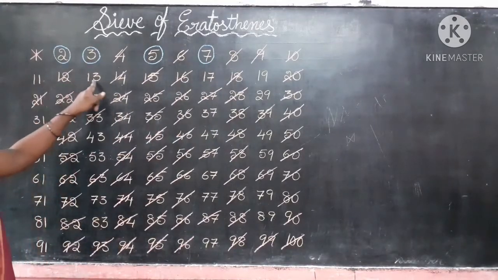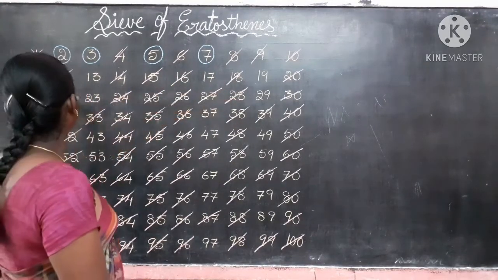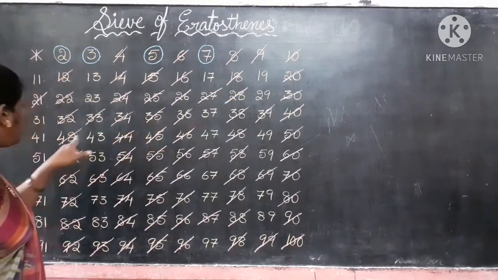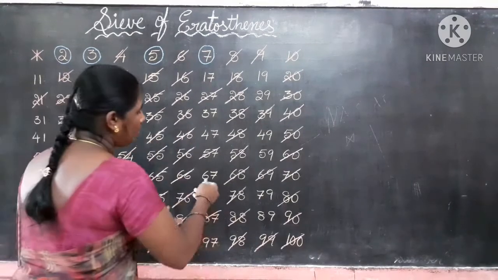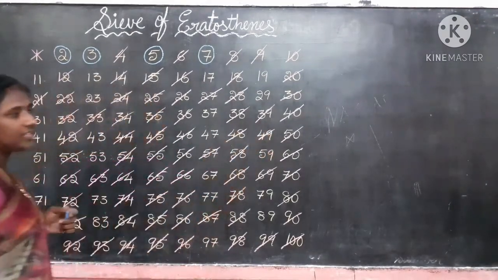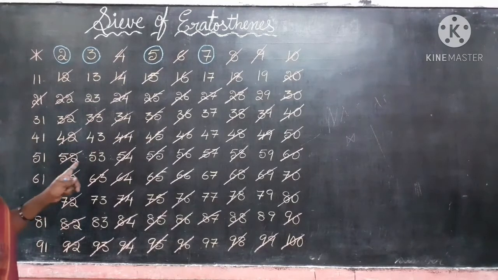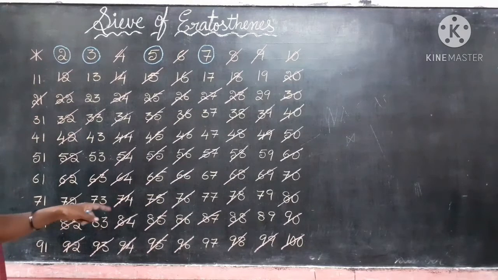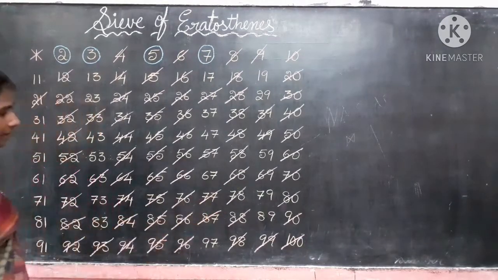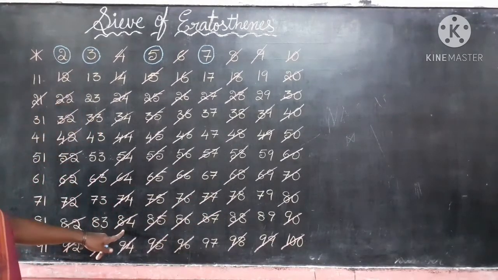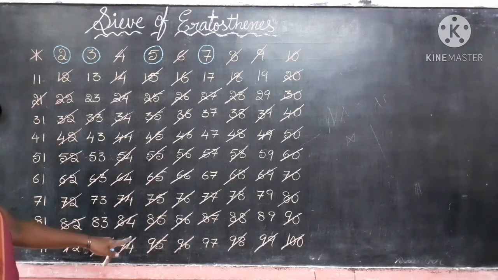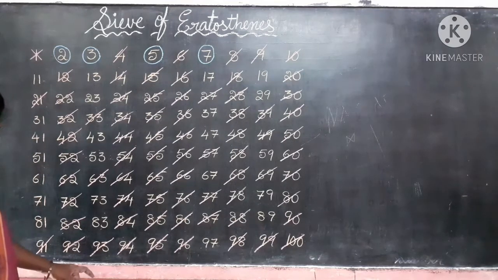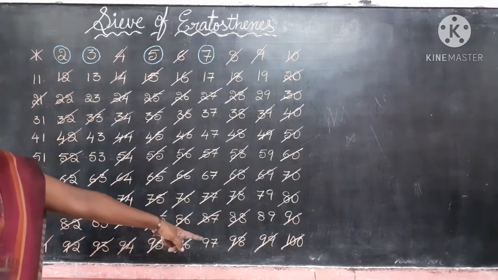Which numbers are there? 7 table numbers. 7 2s are 14, 7 3s are 21, 7 4s are 28, 7 5s are 35, 7 6s are 42, completed. 7 7s are 49. 7 8s are 56, 7 9s are 63, 7 10s are 70, 7 11s are 77, 7 12s are 84, 7 13s are 91, 7 14s are 98. Complete up to 100.